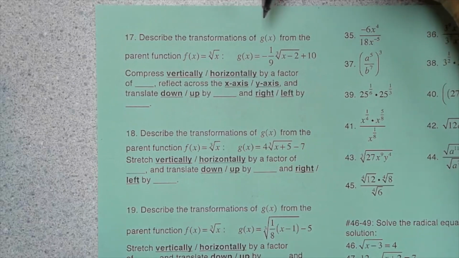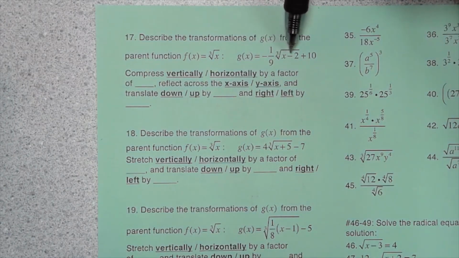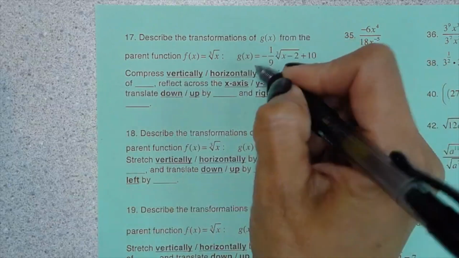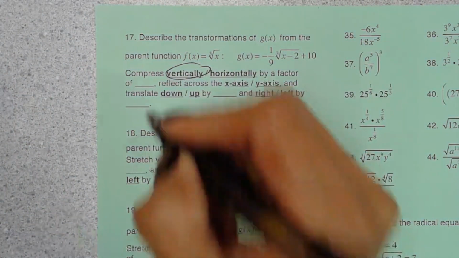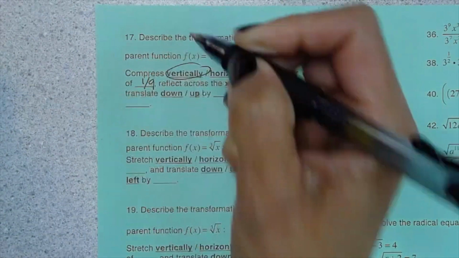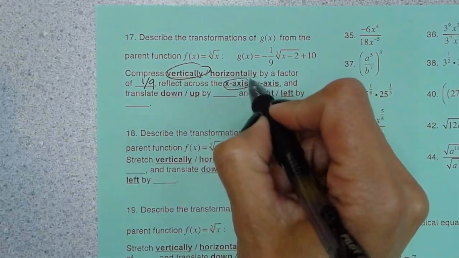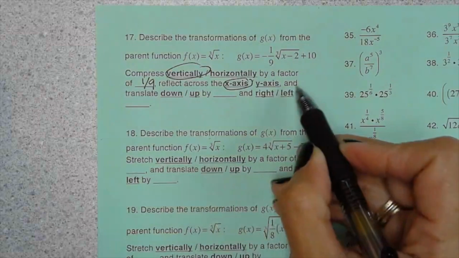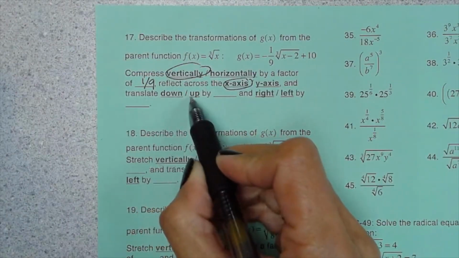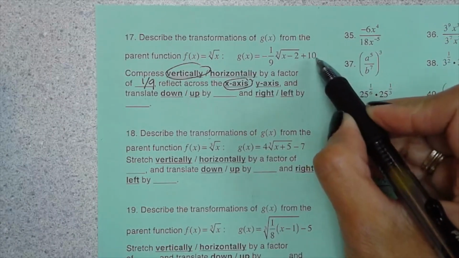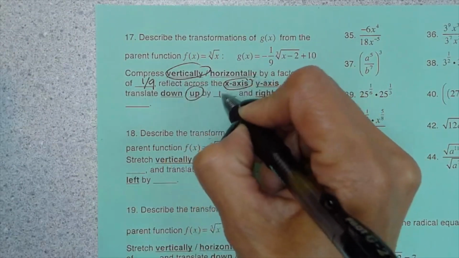For problem number 17, we have g of x equals negative 1/9 cube root of x minus 2 plus 10. So in front you have your value 1/9, and so that's going to be a compress vertically, and the factor is 1/9. You also, because of the negative in front, have a reflect across the x-axis, and then it says down or up. So we'll look at the end, and it says plus 10, so that means up by 10.